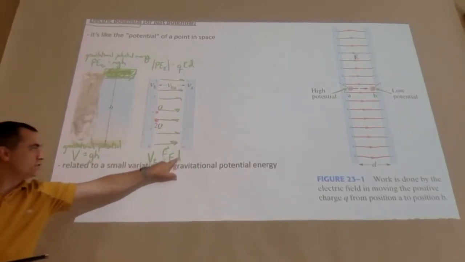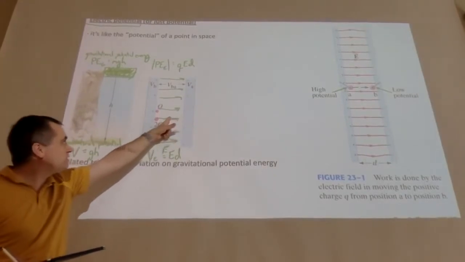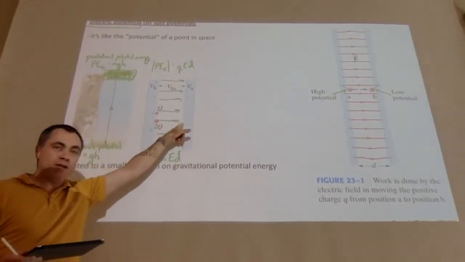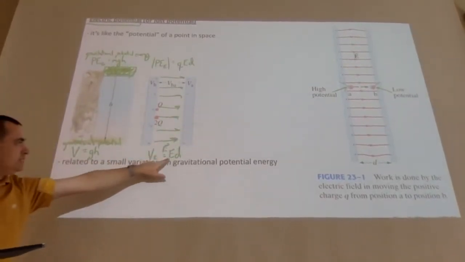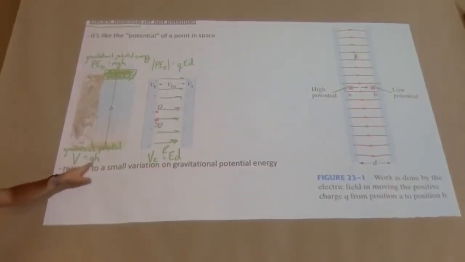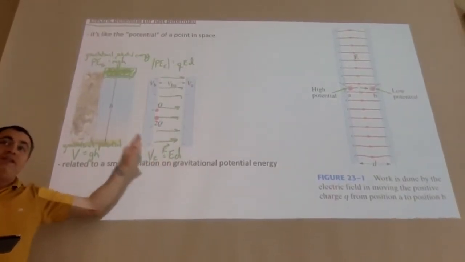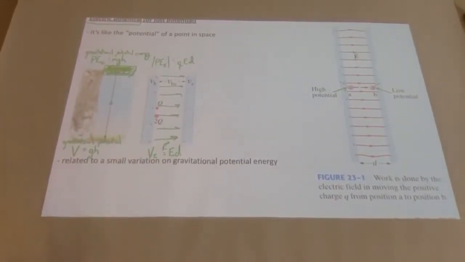Notice there's a certain location. It's a certain distance away from the farthest place it can move to, and it's inside an electric field. Here I had a gravitational field. Here I have an electric field. Those points in space have potential.